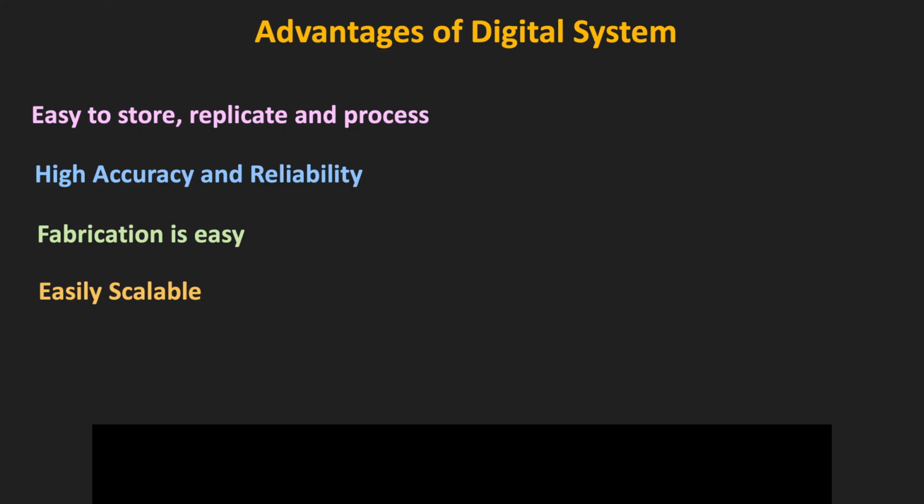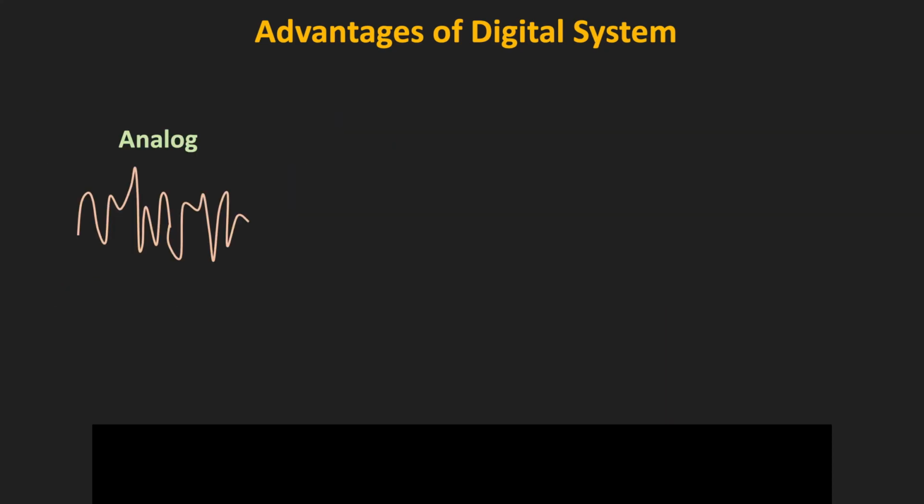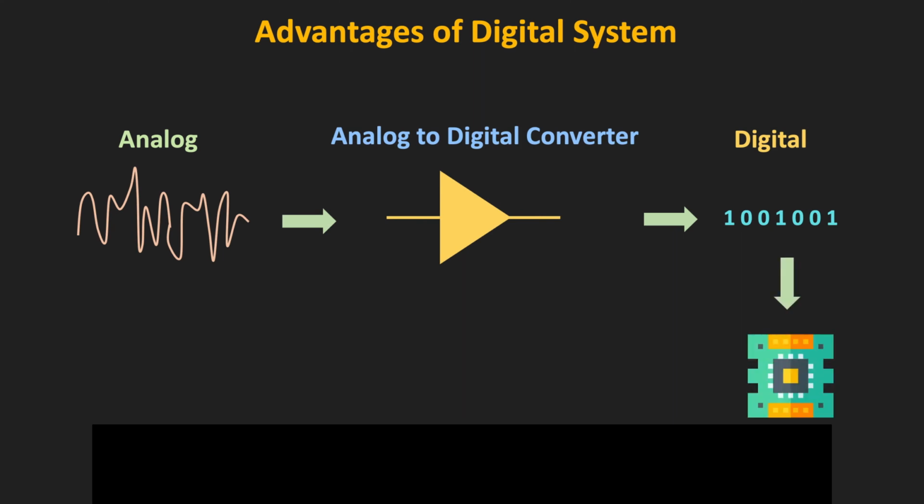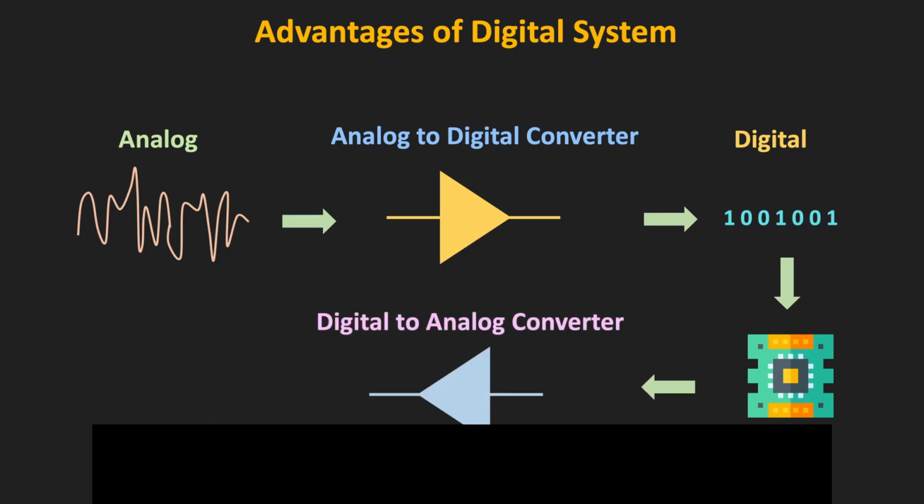But the thing is, all the naturally occurring signals are analog in nature. So if we want to process them in the digital domain, then first of all, we need to convert that analog signal into the digital signal. So using the analog to digital converter, it is possible to convert the analog signal into the digital signal. And then after, it can be processed using the digital circuits. And if required, then using the digital to analog converter or the DAC, it can be converted back into the analog form. So this ADC and the DAC are also very integral part of these digital systems.